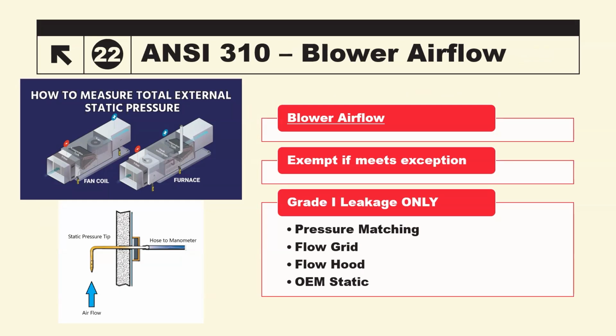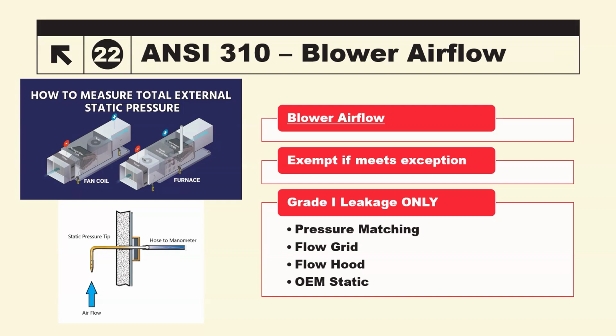So for systems that pass the duct leakage test, once you've moved past step 2, then you get into the blower airflow. And with this, there are different ways that you can do it. As long as the ducts are inside a conditioned space, 100% or 90%, and are excluded from being tested, then you've got a grade 1 and you move on from that. But you can test airflow by different means.